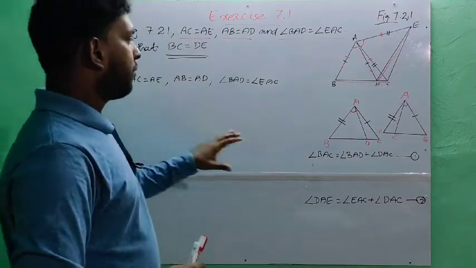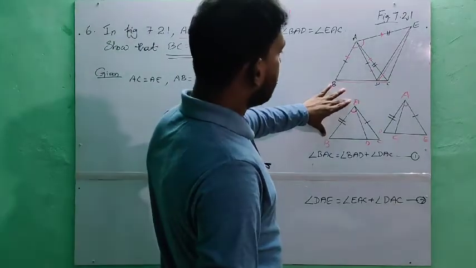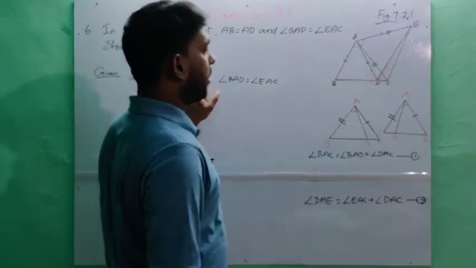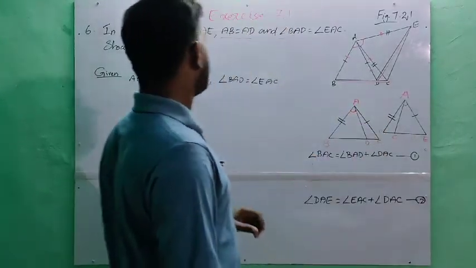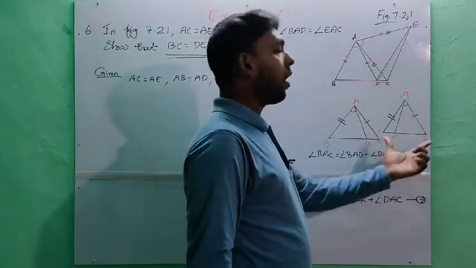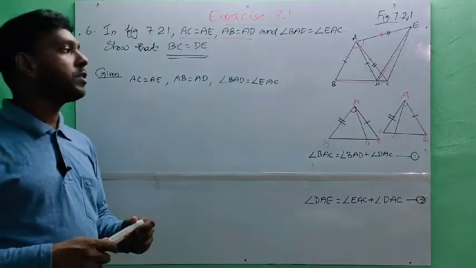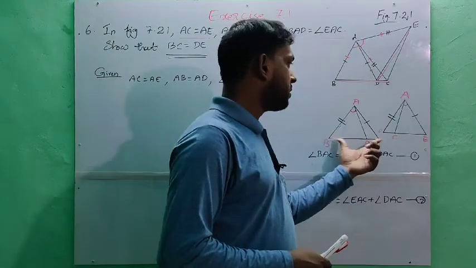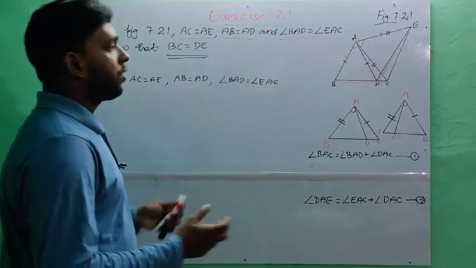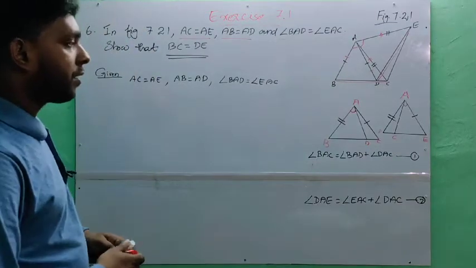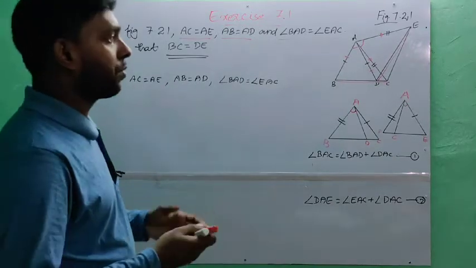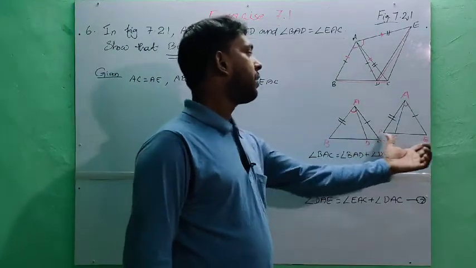Now in the question, it is given that the sides AB and AD are corresponding sides, they are equal. So look at this BC and DE. What are they? BC and DE are also corresponding sides. So we will have to just prove that these sides BC and DE are equal. Once we are able to prove that, we can say that these two triangles are congruent. So how can we prove that these two sides are equal?